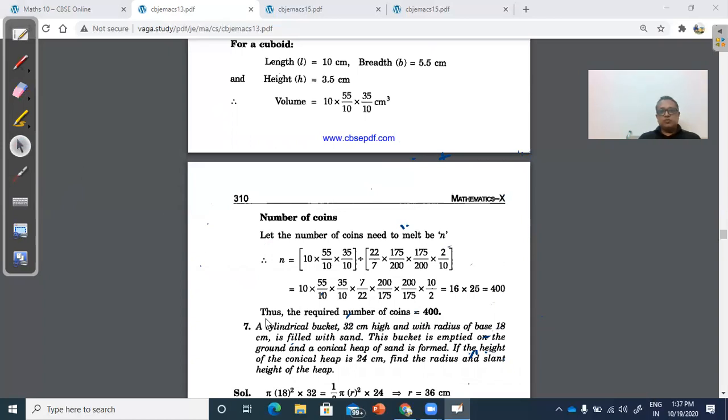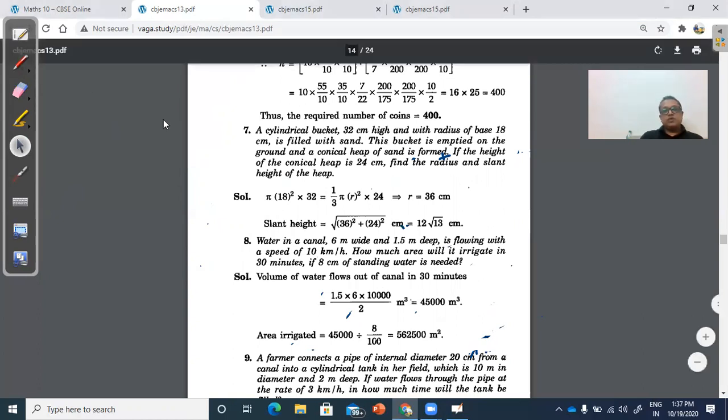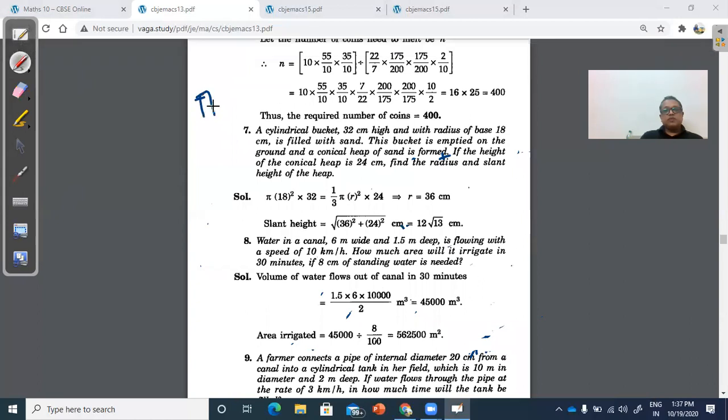Then we go to question number 7. Question number 7. A cylindrical bucket is 32 centimeter high and radius of the base is 18, filled with sand, and it is emptied on the ground and a conical heap is formed. So the question says there was a cylindrical bucket, and what has happened, this was filled with mud, and when you put the mud on the ground, it formed a conical heap. So the volume is going to be same.